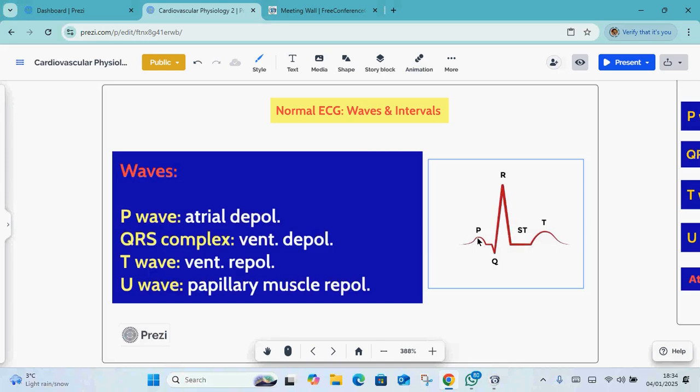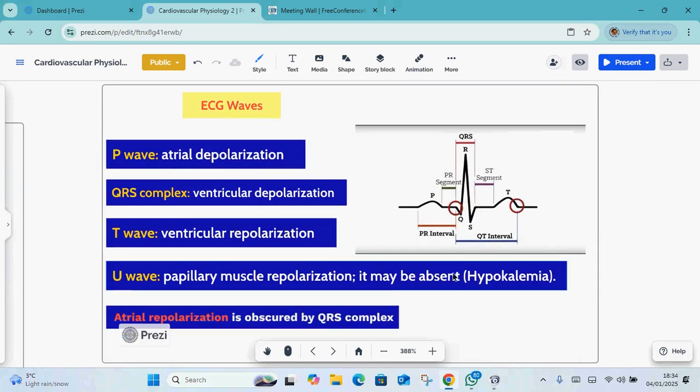So the P wave is atrial depolarization, the QRS complex is ventricular depolarization, and the T wave is ventricular repolarization. Atrial repolarization is masked by the QRS complex, and the U wave, which is due to papillary muscle, doesn't show normally on a normal ECG. If you see a U wave, it's a sign of hypokalemia, low potassium.